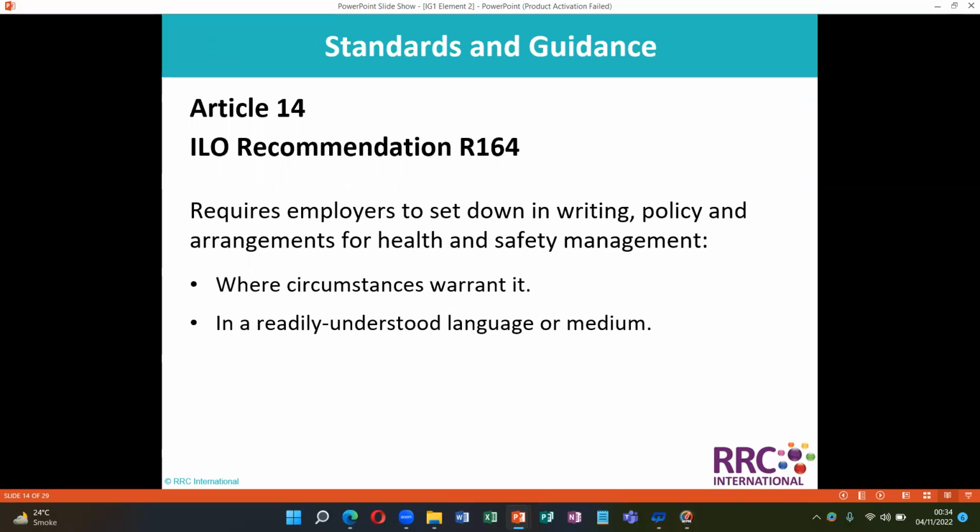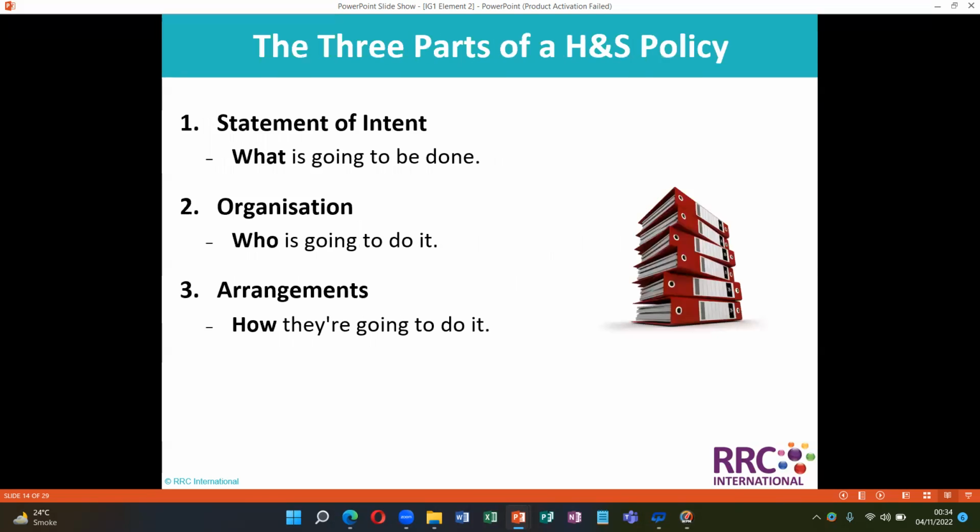Standards and guidance. Article 14 of ILO recommendation R164 requires the employer to set down in writing the policy and arrangements for health and safety management, where circumstances warrant it, in a readily understood language or medium.